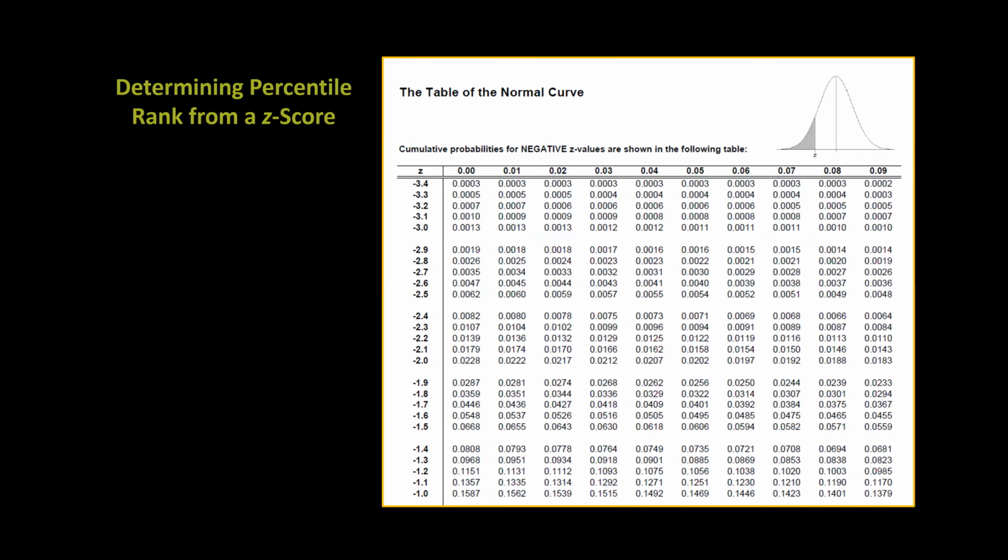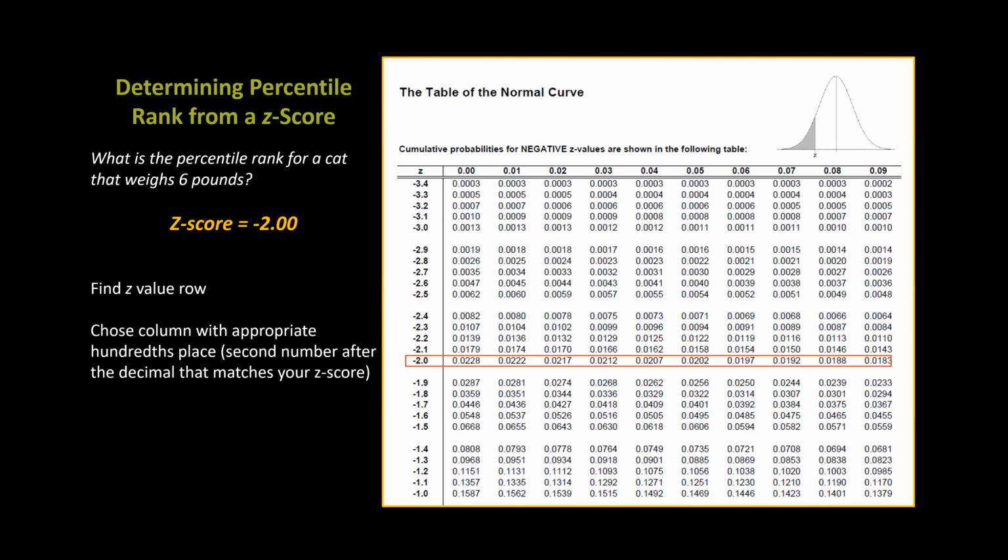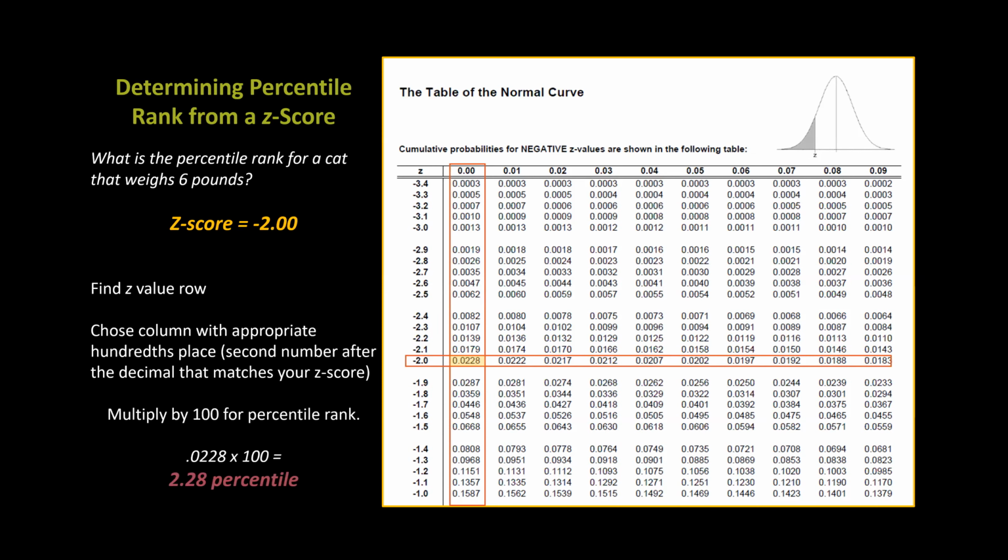Okay, so let's determine the percentile rank of a z-score for a cat that weighs 6 pounds. The z-score is -2. First, we're going to find the z-value row of -2 and then finish the number. Same thing here, it ends in 0, so we just use the 0 column. And then we multiply by 100, and we get a 2.28 percentile. And again, that makes sense too. That's a score below the mean, so that cumulative percentage is going to be much lower because there's less people.